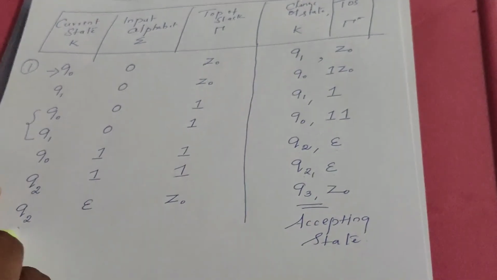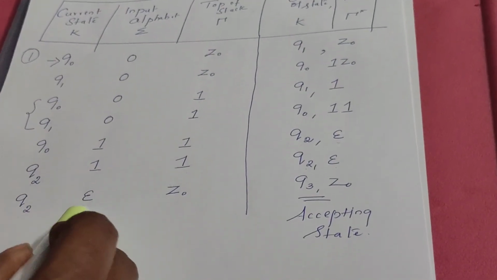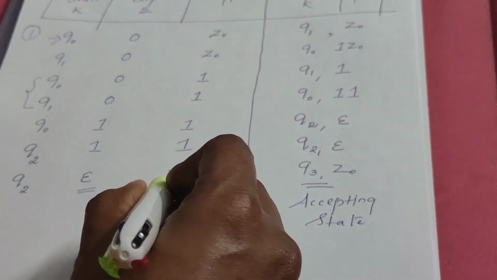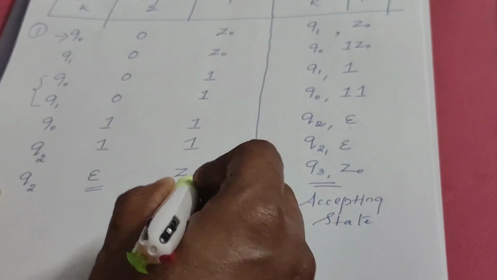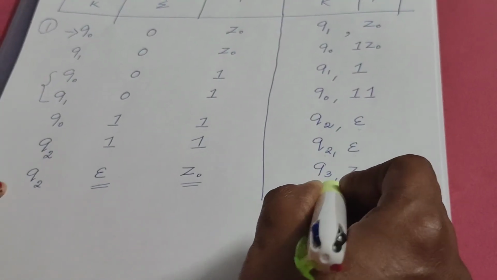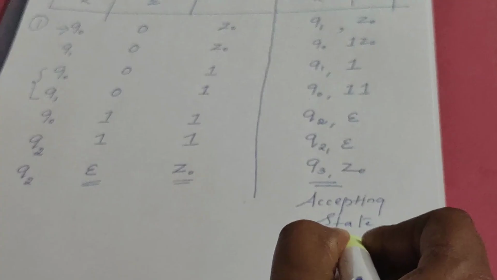After some point from the state Q2, it reached the end of the string. When it reaches the end of the string, we are expecting the stack to be empty. That time the state is changed to Q3 and we announce Q3 is the accepting state.